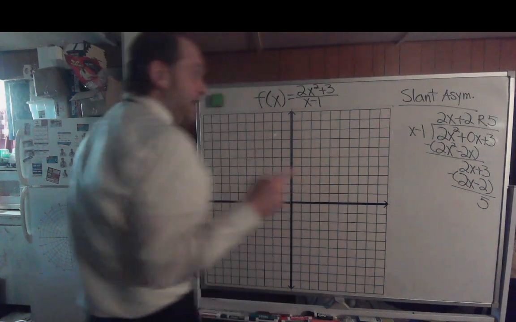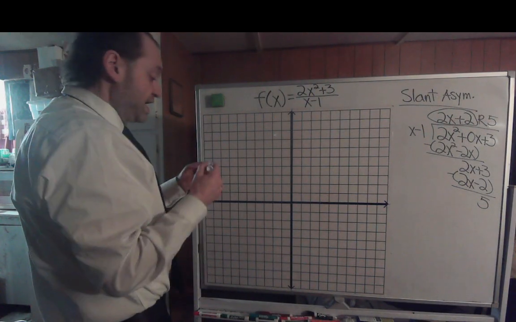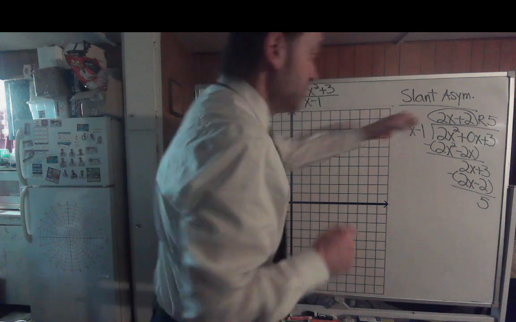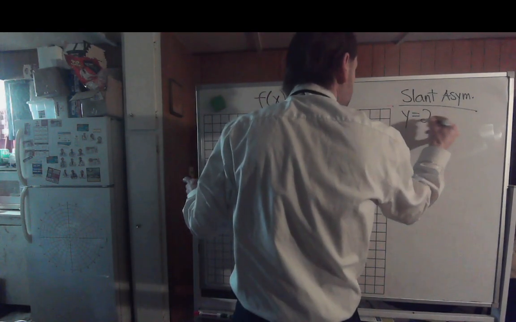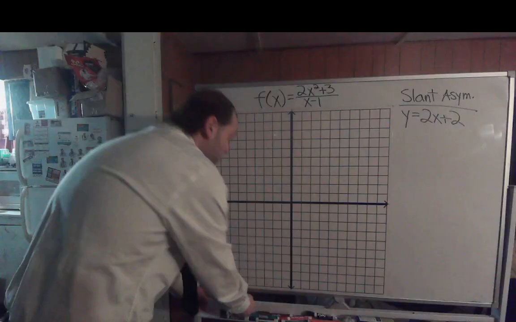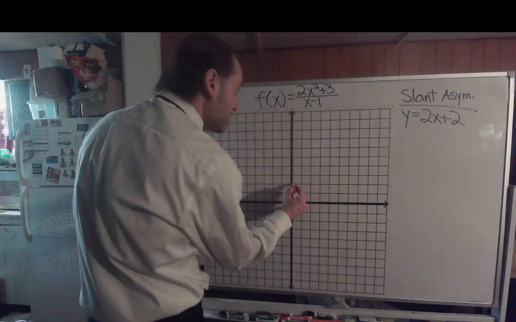So for your slant asymptote, you ignore the remainder when you do your polynomial long division. It'll only be everything but the remainder. So I actually have a slant asymptote of 2x plus 2, y equals 2x plus 2. So we'll plot that. The slant asymptote will be y equals 2x plus 2. I'm going to plot that in red so we can see it. So let's plot our points here.